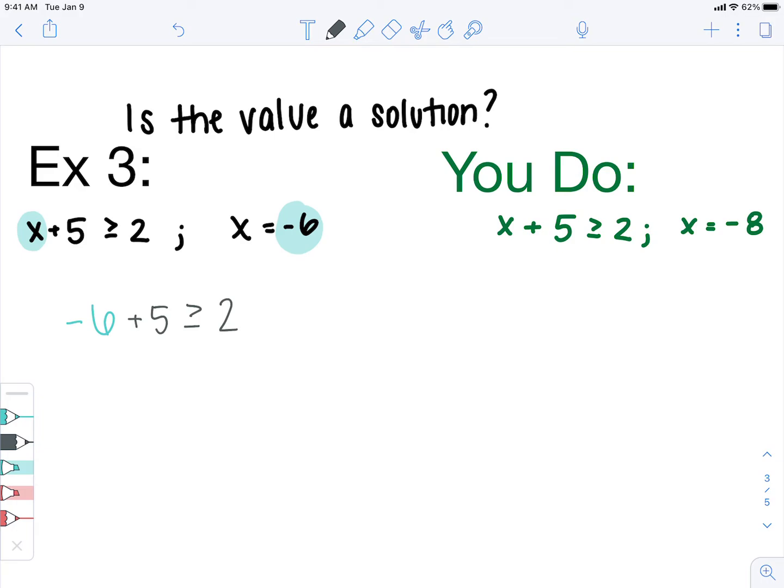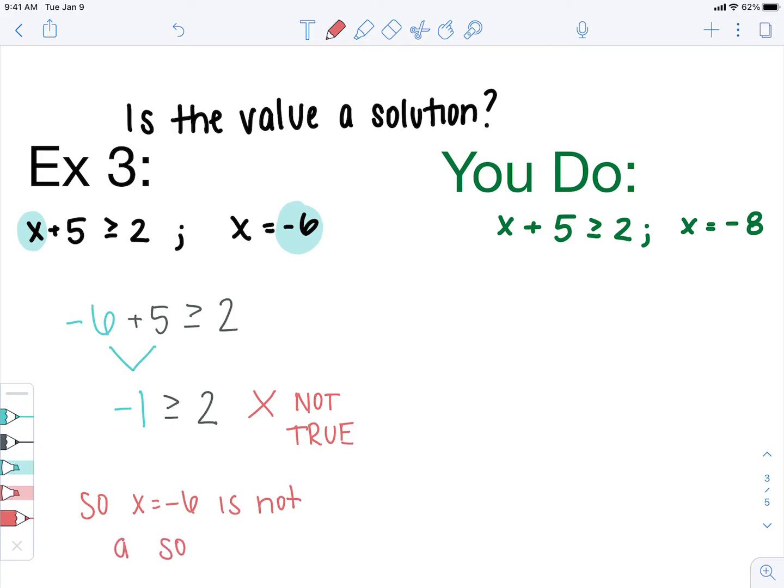So I just replace my x with a -6. And then I'm going to do any simplification that I can. Do any math I can. Like -6 plus 5 is -1, right? I'm going to bring down -1 is greater than or equal to 2. Is that a true statement? No, it's not true, right? -1 is definitely not bigger than 2. So because this is not true, it's not true. So x equals -6 is not a solution.